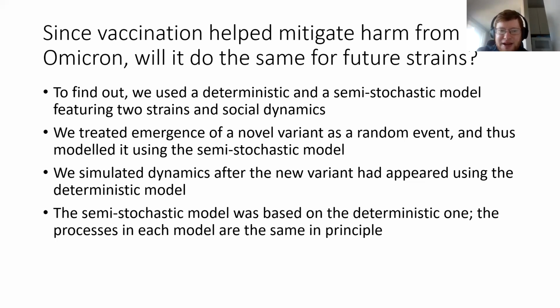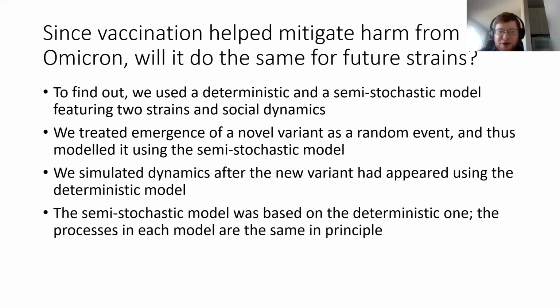So we constructed two models: a deterministic model and a semi-stochastic model. These featured two strains and the social dynamics that I just mentioned. The semi-stochastic model we used to find out about the actual emergence of these variants, treating the emergence of a new variant or mutant lineage as a stochastic event. Then we used a deterministic model once it had already emerged.